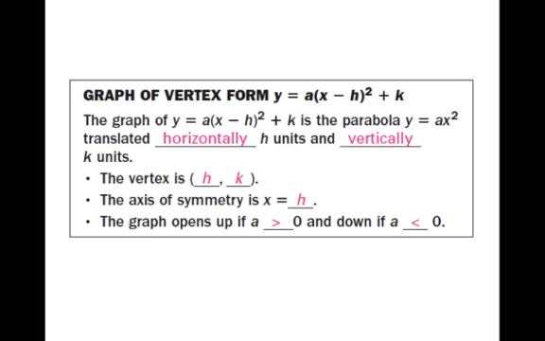The graph opens up if a is greater than 0. Remember that means the whole parabola is positive if a is positive, so it looks like it's smiling at you. And it opens down if a is less than 0. So if a is negative, the whole parabola is all negative and it looks like it's frowning at you. There are some things that are still true from last class period. You still get to interpret a the same way. The axis of symmetry is always x equals whatever the x coordinate of your vertex is.